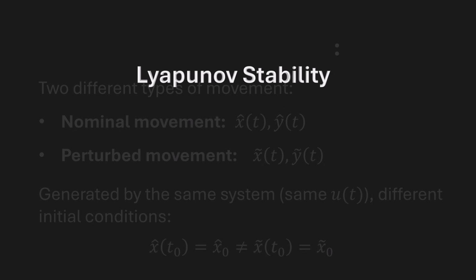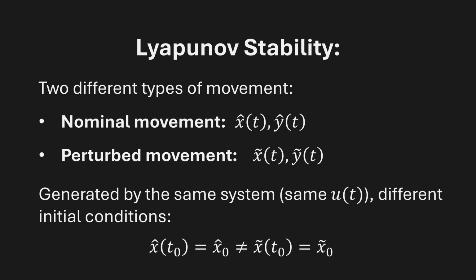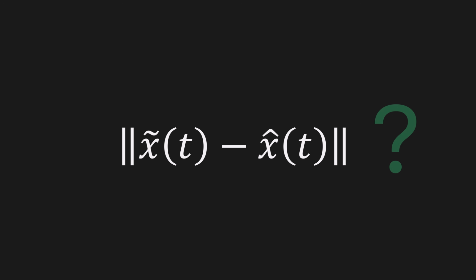We want to think about the stability of the system, wondering what would happen near an equilibrium point if the initial conditions aren't perfect, and in the real world they will never be. So let us consider now two different types of movement: nominal movement and perturbed movement. These are generated by the same system with the same input u of t, but with different initial conditions. To discuss the stability, we want to know the value of the norm of their difference.